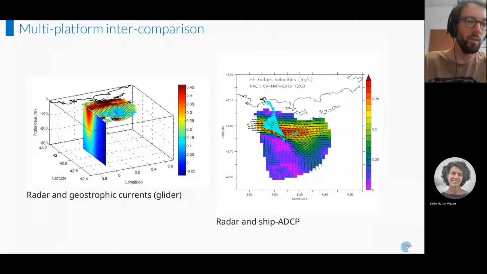You can see that the radar compares well with geostrophic currents measured by gliders just under the radar. And here on the right, you can see that the radar can also be compared with ship ADCP, which brings good confidence that the radar is measuring good intensities of currents and good directions.